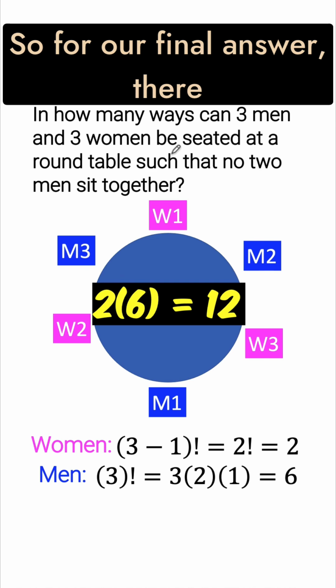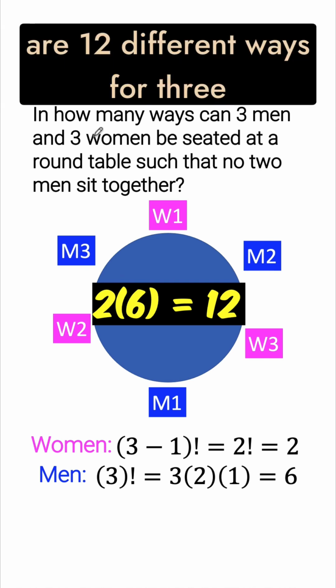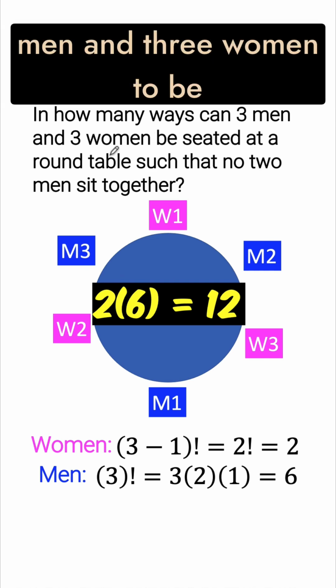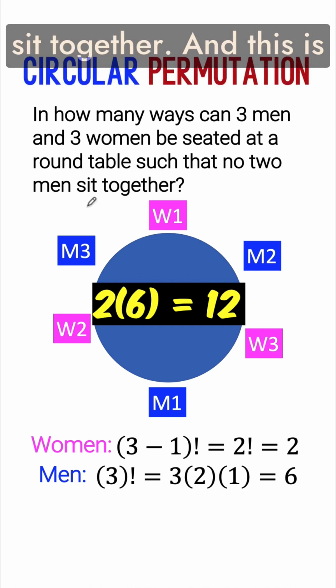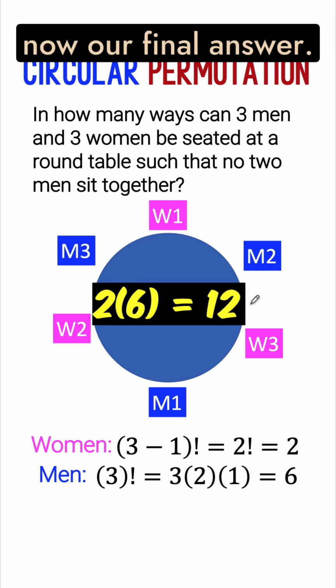So, for our final answer, there are 12 different ways for 3 men and 3 women to be seated at a round table in such a way that no 2 men sit together. And this is now our final answer.